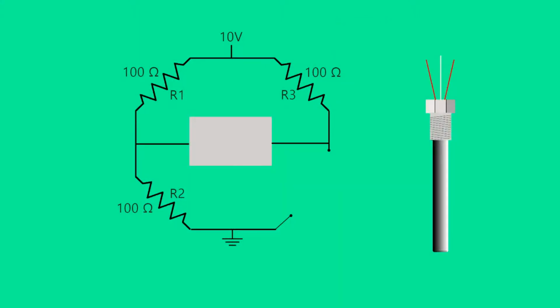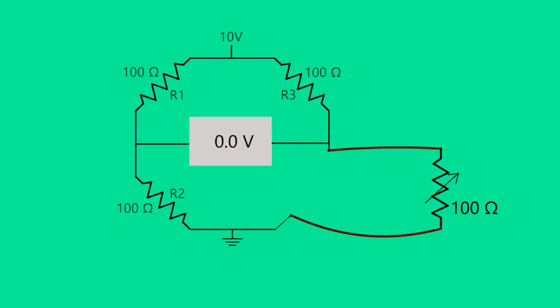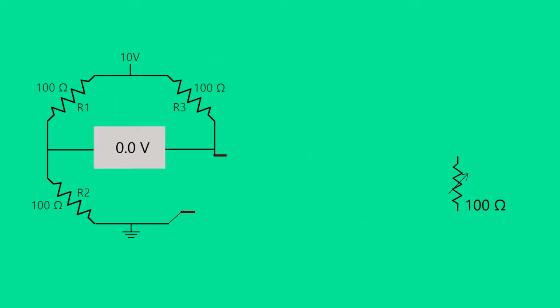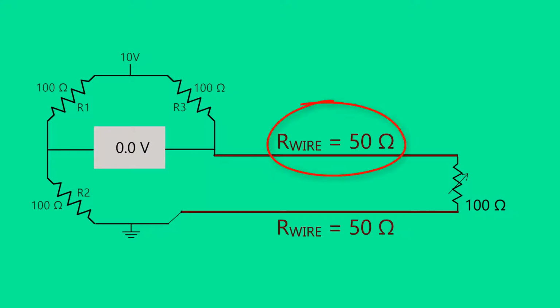Let's examine how an RTD is used in a bridge circuit. In this example, the RTD is shown as a 100 ohm variable resistor. When the RTD is close in proximity to the bridge circuit, the resistance of the conductors connecting the RTD can be ignored. However, when the RTD is moved away from the bridge circuit, the resistance of the connecting conductors increases. The increased resistance must be added to the circuit.